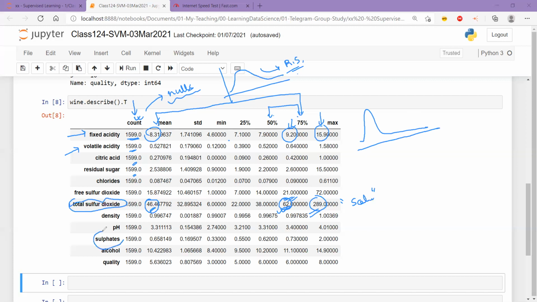Other than this, in the case of sulfates also there can be. This 0.73, this is 2. And that's okay. I think that is acceptable. Yes, the residual sugar. This is where I have outliers, 2.6 and 15.